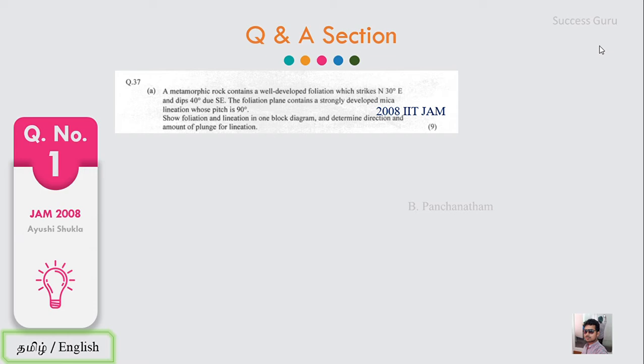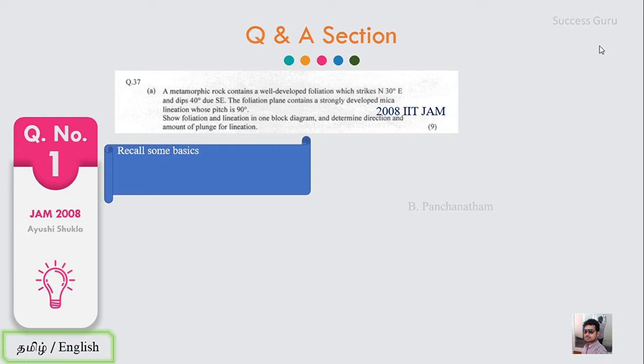As our viewer is mainly concerned with the calculation, we will go for the calculation. But before that, we will recall some basics, like the relation between the strike and dip. As you know, the strike and dip have a 90° relationship, right? And the second thing is we should know what foliation and lineation are. I had earlier made a detailed video on foliation, and soon I will be making a video on lineation.